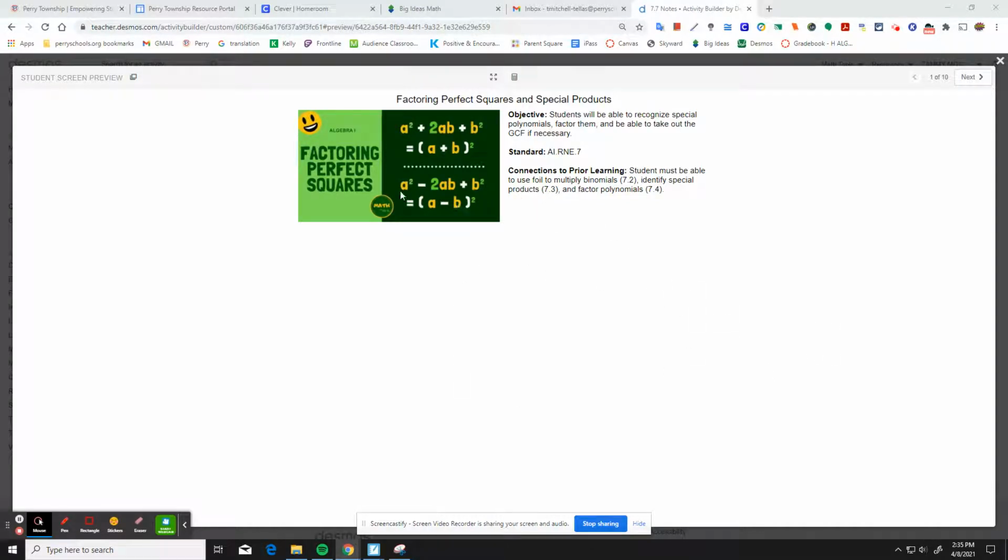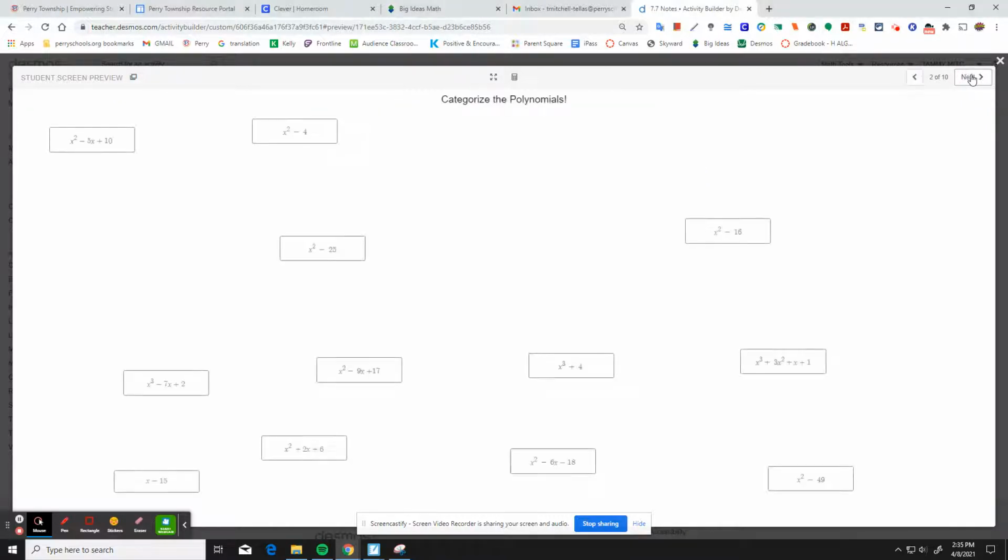I'm here to show you 7.7, which is sort of just a flip of what we did in 7.3 with special products. So we are still factoring, we're just factoring some unique stuff.